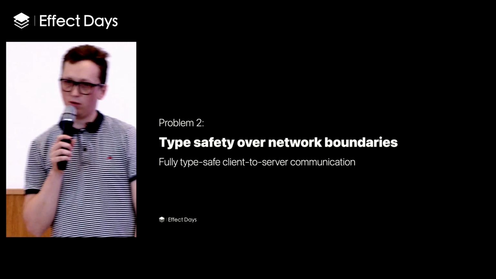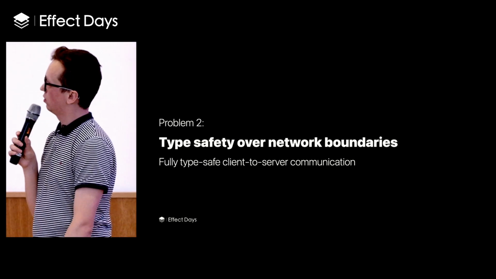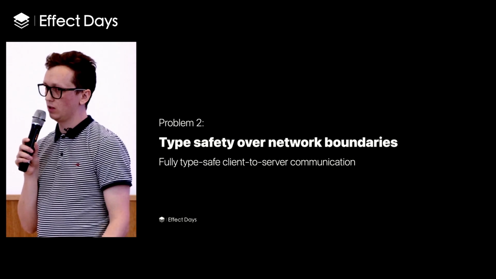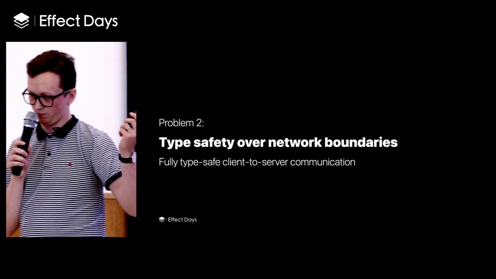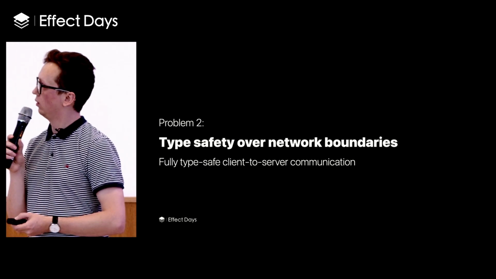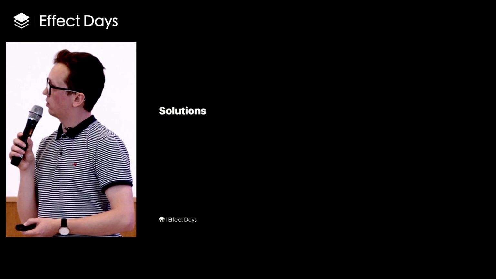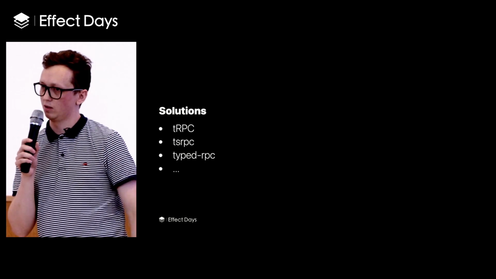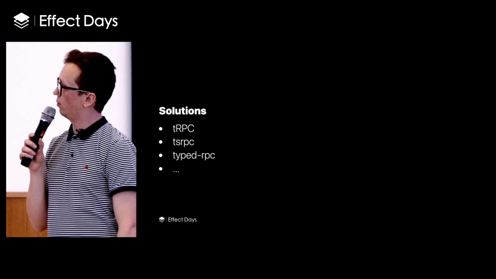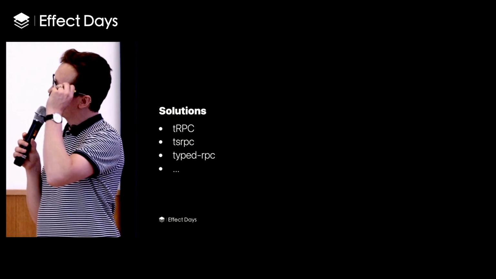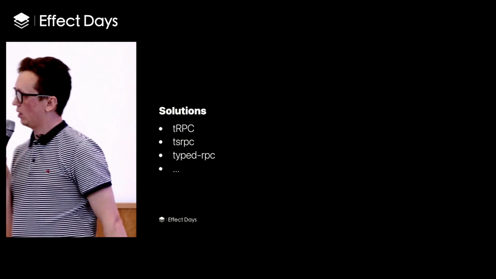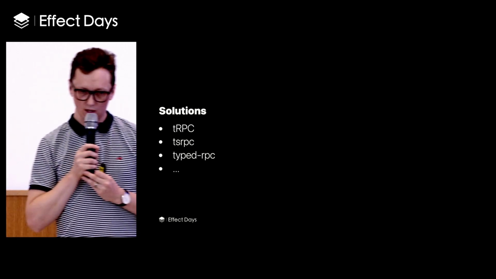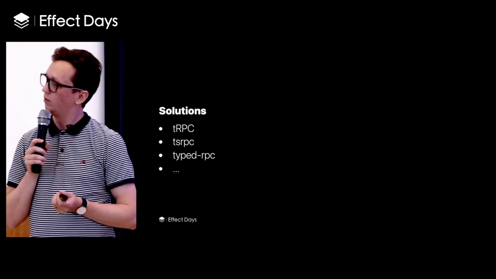So if you have an API, you could use something like an RPC package, and then you could get end-to-end type safety. There are solutions already. If you Google, there's like 50 different RPC libraries. Probably one of the most popular ones right now is TRPC. But they all share some common issues. They're not actually end-to-end type safe.